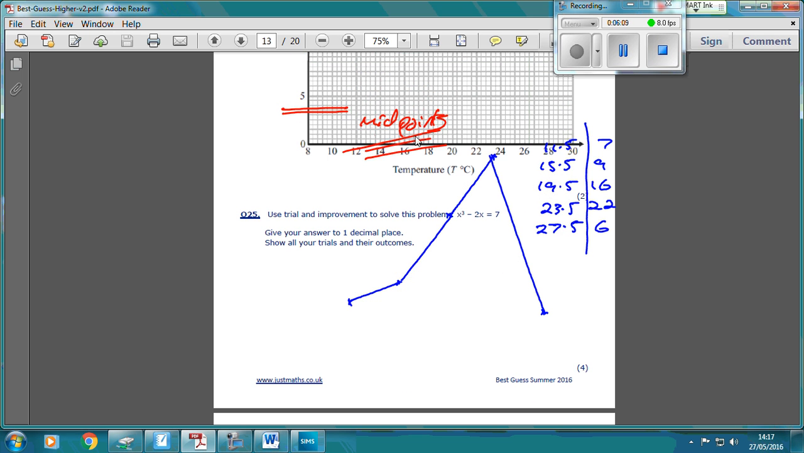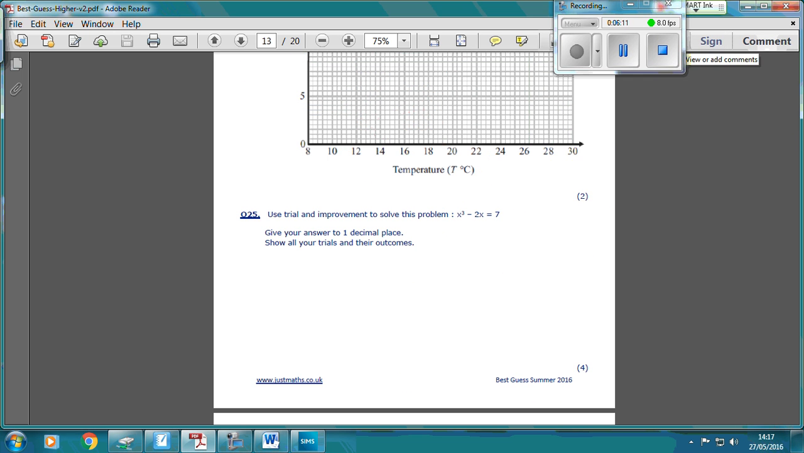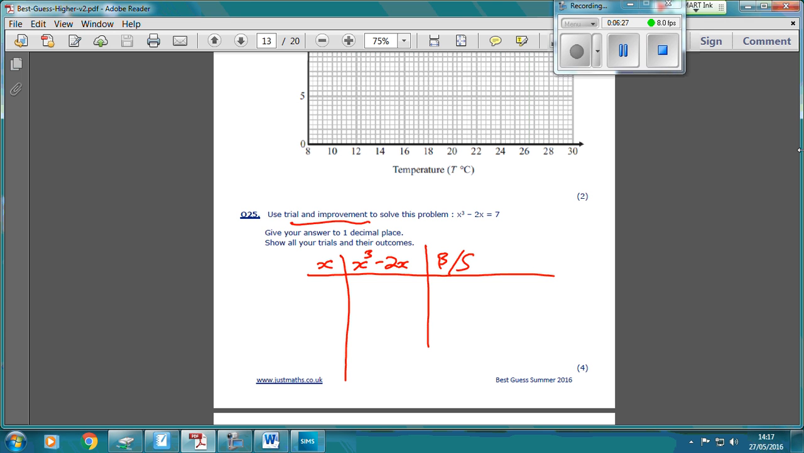Okay, trial and improvement, one of my favourite types of questions. So what we do is whenever we see a trial and improvement question, we do ourselves a table. And in that table, we write x, we write x cubed minus 2x, and then we write big or small. So we've got to try and find a value of x to one decimal place that makes 7. So let's try 1 first and see what we get.